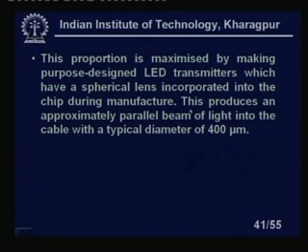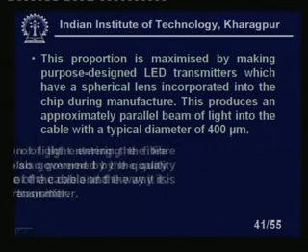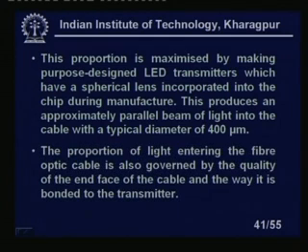This proportion is maximized by making purpose-designed LED transmitters, which have a spherical lens incorporated into the chip during manufacture. This produces an approximately parallel beam of light into the cable with a typical diameter of 400 micron. The proportion of light entering the fiber optic cable is also governed by the quality of the end face of the cable and the way it is bonded in the transmitter, because this is a very difficult task, as I told you. It should be very well polished.